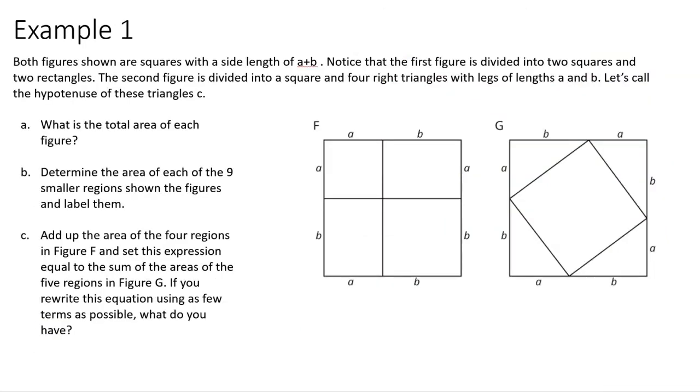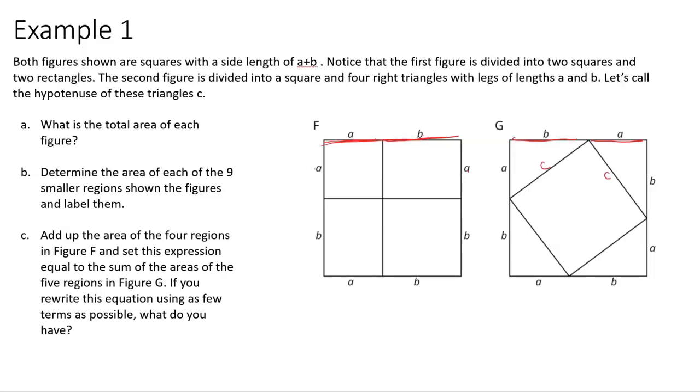All right, so both figures here are drawn with side length A plus B. They're squares, and again, this is length A plus B. This is B plus A, which is the same. And notice that the first figure is divided into two squares and two rectangles. So here, A by A, but A by A plus B, or A by B. And then on the second figure, we have a square in the center, and then we have four right triangles surrounding it. And they want us to call the hypotenuse of each of these C.